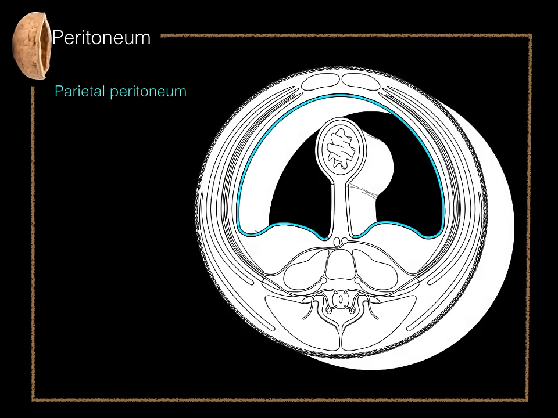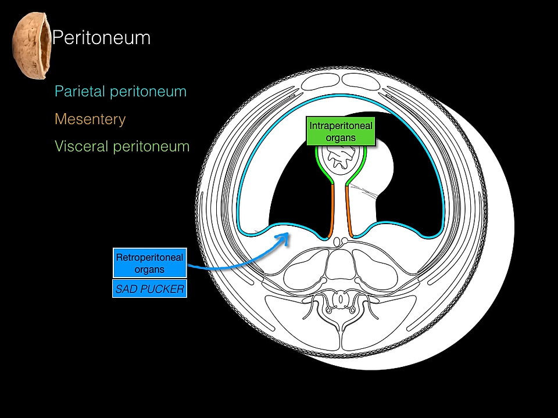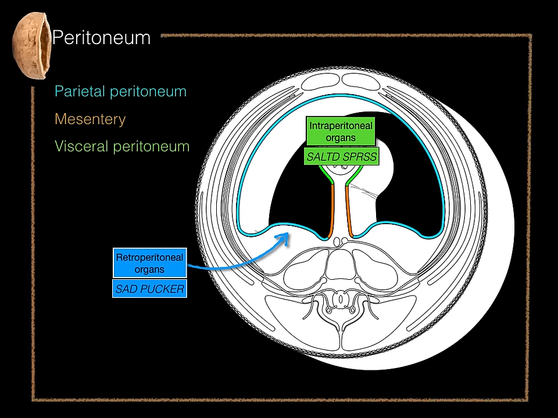All right, now let's talk about the peritoneum in a nutshell. All right, so there's parietal peritoneum that lines the wall, the mesentery, a double membrane that goes to the visceral peritoneum, and there we have all three. And behind the parietal peritoneum are retroperitoneal organs, and we remember that as SADPUCKER. And then within the visceral peritoneum, we have intraperitoneal organs. And remember all those organs as SALTED SPURS. And that, my friends, is the peritoneum in a nutshell.